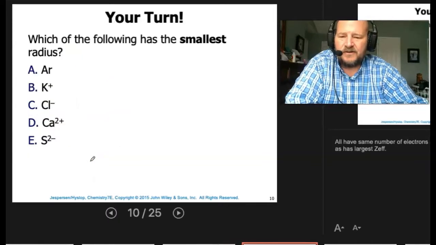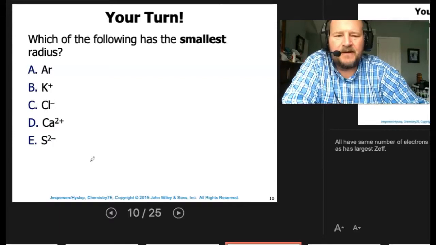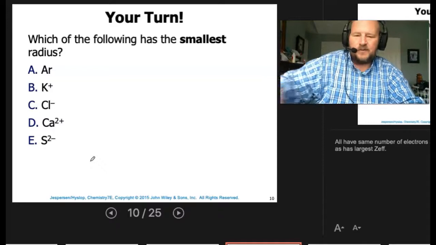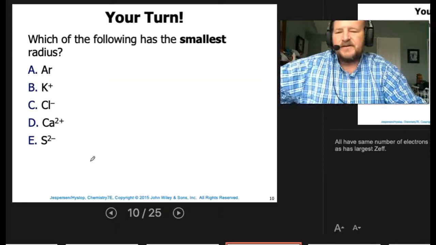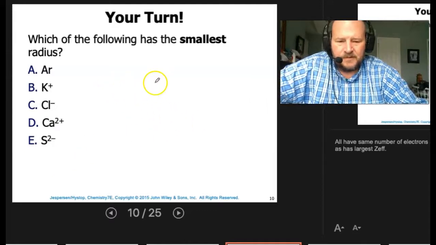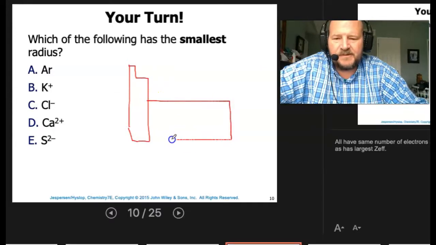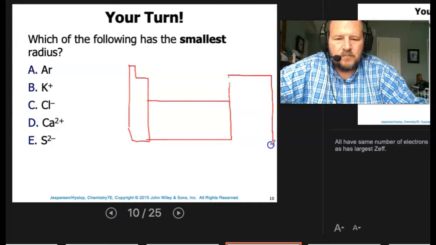All right, so your turn. Which of the following has the smallest radius? Now again, you're going to want to grab your periodic table and think about these trends. So if I look at the periodic table, let's do a quick drawing here. All right, that's supposed to be my s group. Not the greatest, but it's going to get the job done for us. There's my little helium up there.